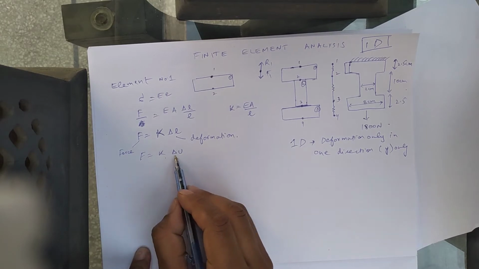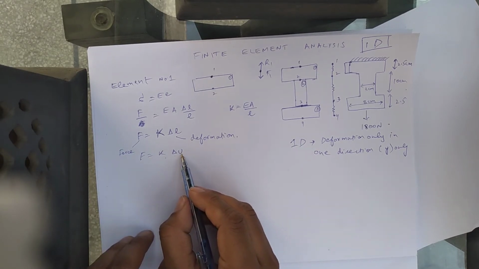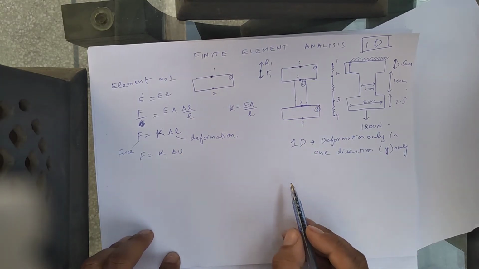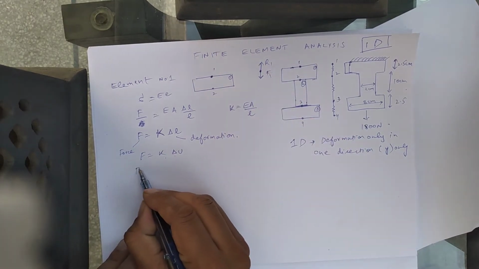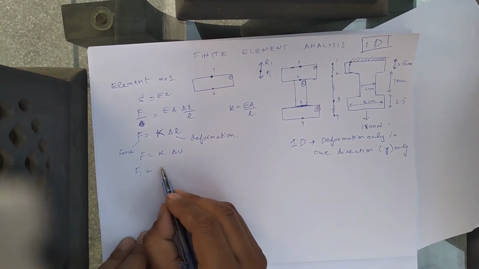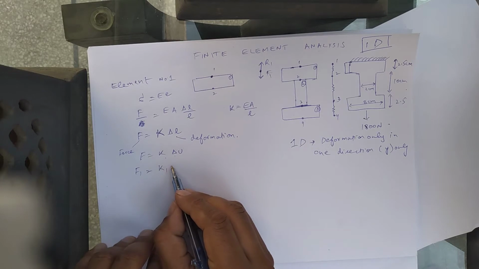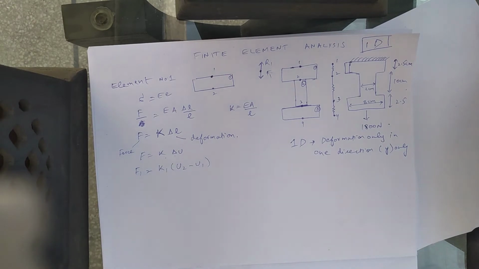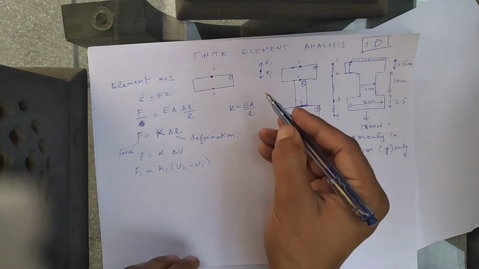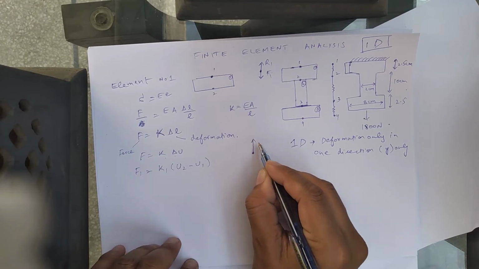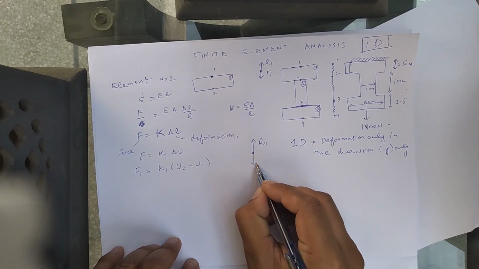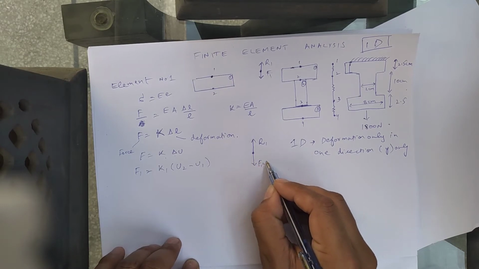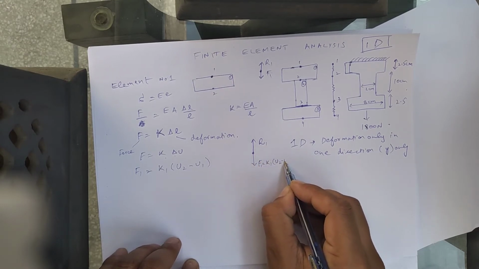Delta U is the change in the deformation, right? For example, for node 1, we can have this F1. F1 will be equal to K1, which is the stiffness constant for element number 1, into U2 minus U1, right? K1 into U2 minus U1. So this force R1 or F1 is equal to K1 times U2 minus U1.